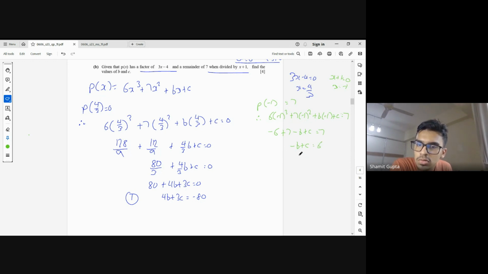So this will be minus b plus c should be positive 6. So I think we can use substitution here. So c will be equal to 6 plus b, call this 2. So let's use a different color again.